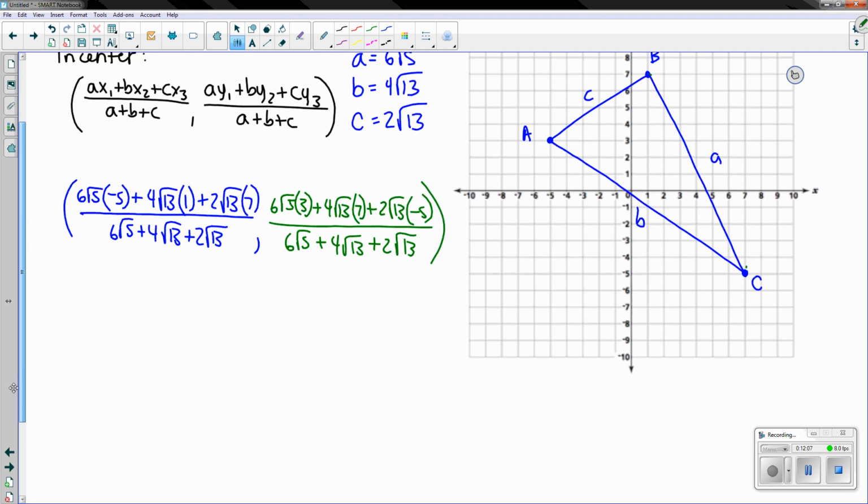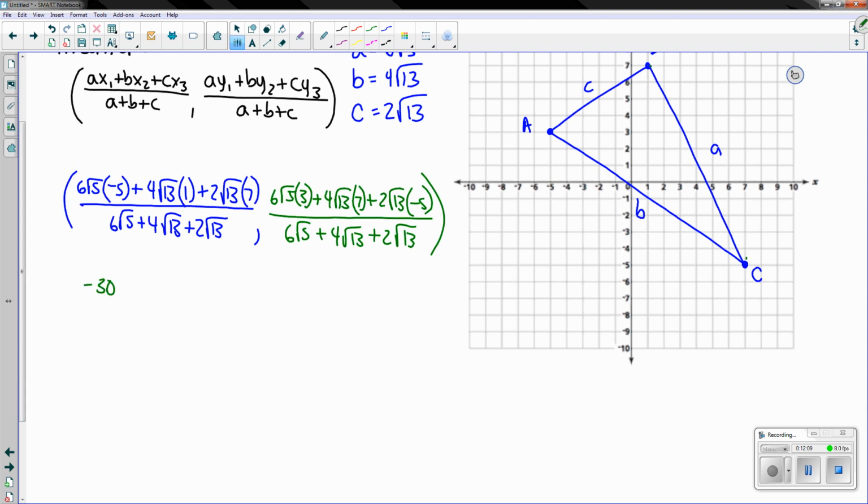We're going to clean this up a little bit, so we're going to get negative 30 square root of 5 plus 4 square root of 13. Now, because these two are root 13s, I can put those together, so we're going to get 18 root 13. Over, and I can combine those root 13s on the bottom, so we're going to get 6 root 5 plus 6 root 13.